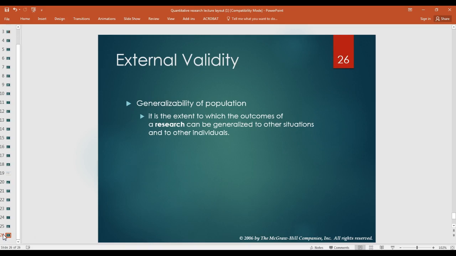Versus, of course, qualitative research, there is no generalizability. It's based on a specific case, on specific participants. But in quantitative, the whole purpose of doing quantitative research is to find numerical or statistical reasoning or answers for a generalized situation and a generalized population.